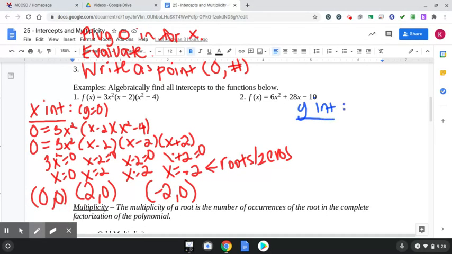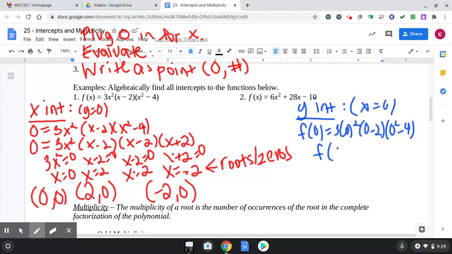Y-intercepts are easier because y-intercepts are where x equals 0. So I'm going to do f of 0 equals 3 times 0 squared times 0 minus 2 times 0 squared minus 4. And you can type that entire thing into your calculator, and you're going to get f of 0 equals 0. So this one has a y-intercept at 0, 0. Okay, so that's all of your intercepts for number 1. So I'll pause the video if you have to. I'm now going to erase this. That way we can do number 2.